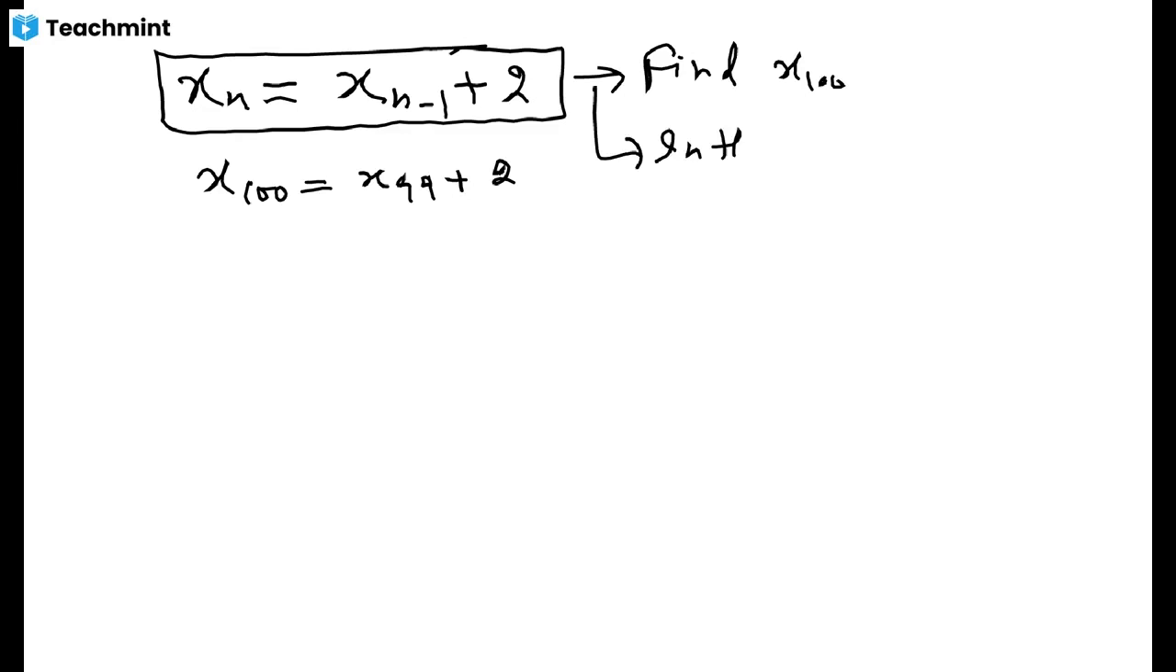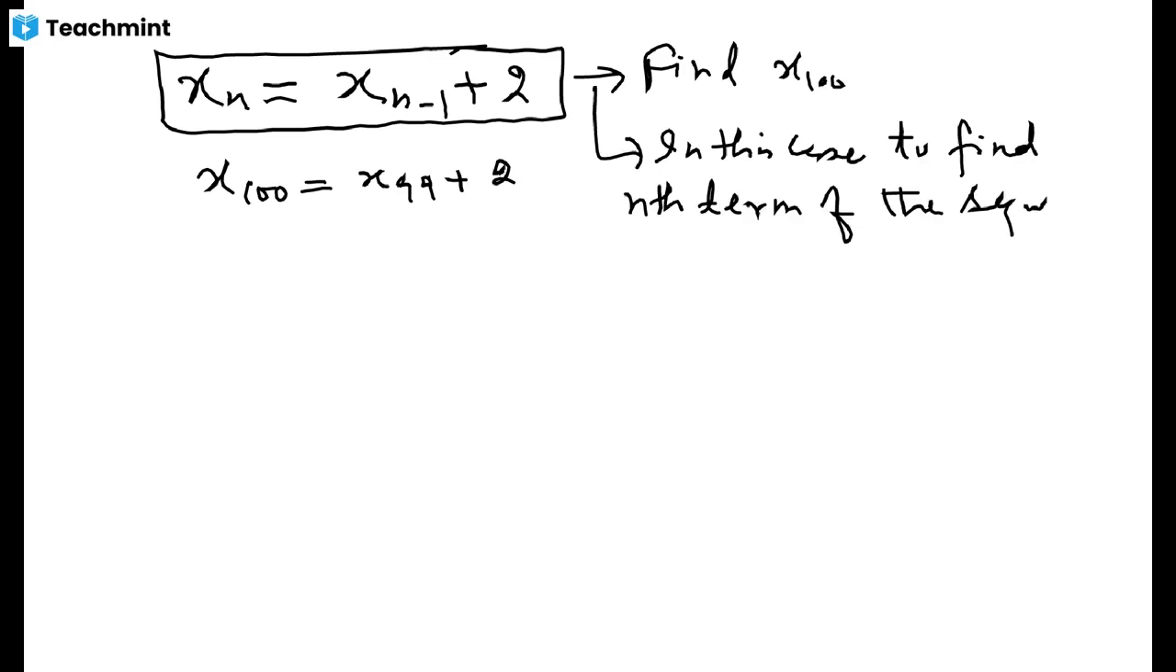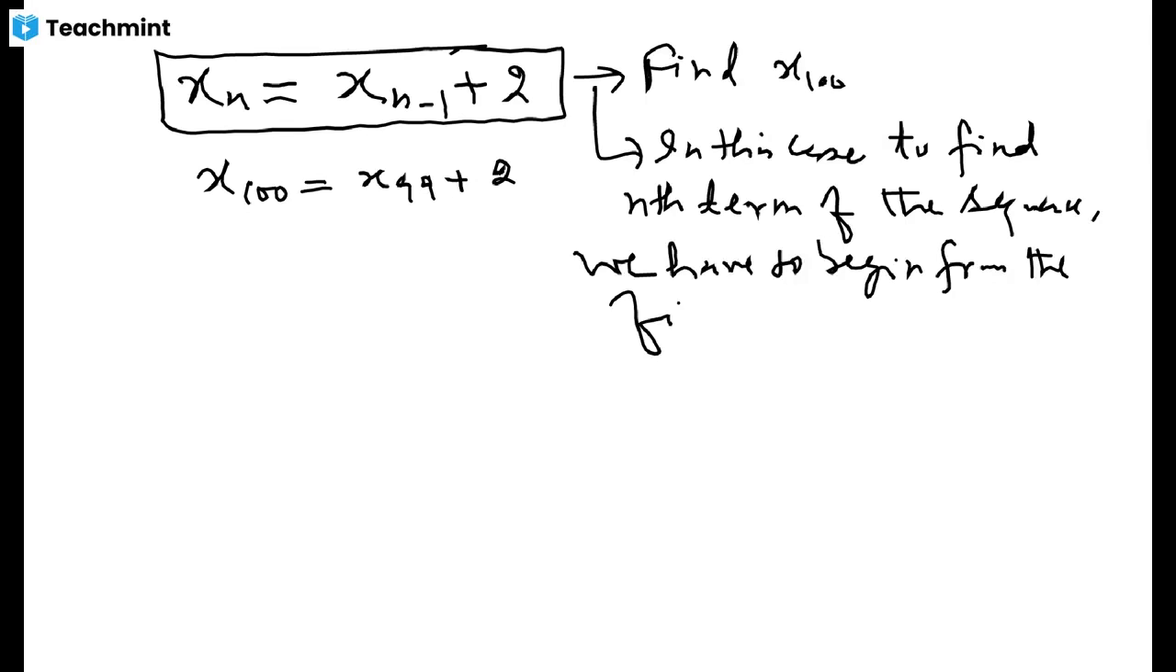That means in this case, to find the nth term of the sequence, whatever sequence this is, we have to begin from the first term. We must begin from the first term. Only then we can reach the hundredth term. Directly, we cannot do this.